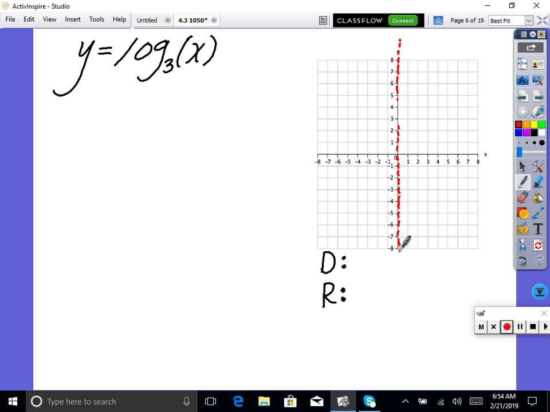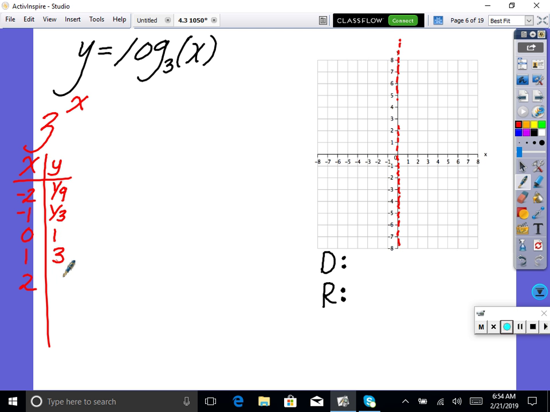What would be the exponential inverse of log base 3 of x? Wouldn't it be the same base? Base 3 to the x, right, everybody? It's just that the exponential form has to have the same base. Does that make sense? So then you'd make an xy chart for that. Plugging in -2, -1, 0, 1, and 2. If we plug in -2, we get 1/9. Plug in -1, 1/3. Plug in 0, we get 1. Plug in 1, we get 3. Plug in 2, we get 9.